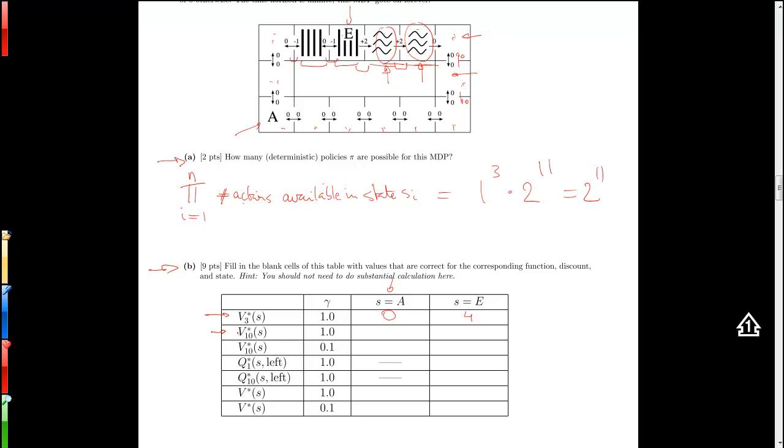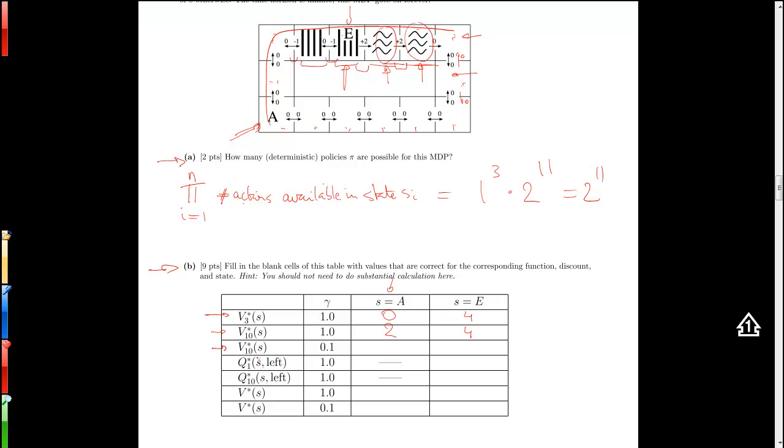Then for 10 time steps left, starting in state A, well, the optimal thing we can do is to move around 10 steps. We'll get twice a -1 for a ladder, and then twice a +2 for a glide, for a total of +2. Starting from E, acting for 10 time steps, the best we can do is just glide and then retain rewards of 0 after that, so that's 4.